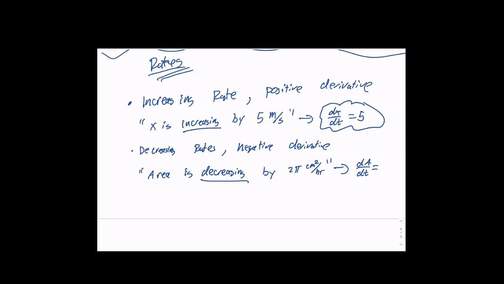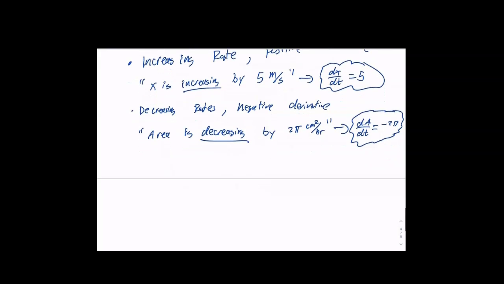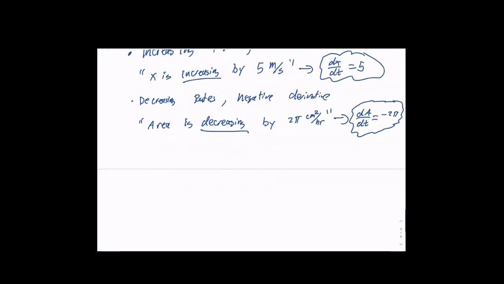It'll be something like negative 2 pi cm squared. Well, just negative 2 pi in terms of the work that we're doing. Some questions we'll talk about units. We're not going to focus on the units today. We'll focus on the units in, I think, Monday's lesson. So that's something that's very important right there.